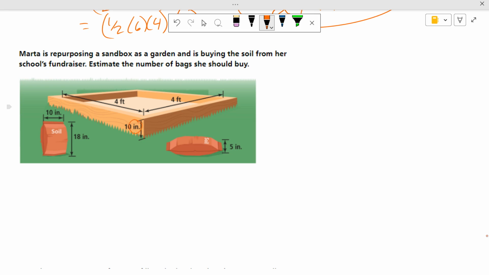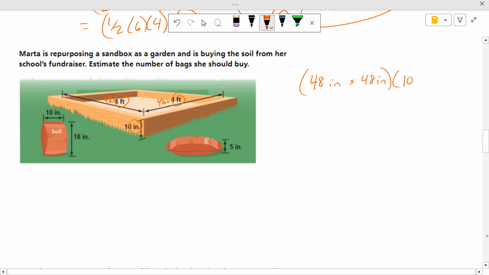Because if this is measured in inches, feet, and feet, generally you go down to the smaller denomination to figure it out. So 4 feet is how many inches? Well, in each foot there are how many inches? 12. So 4 times 12, there's 48 inches and 48 inches. So you take 48 inches times 48 inches, the area of the base, times the height, 10 inches. Somebody with a calculator, figure that out for me, please. 48 times 48 times 10.